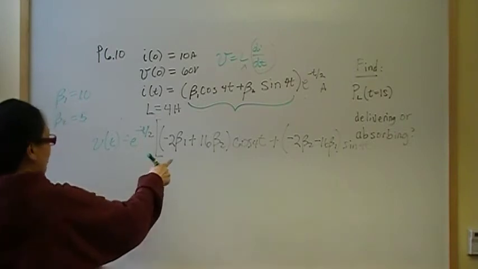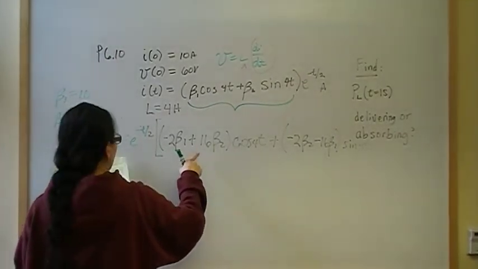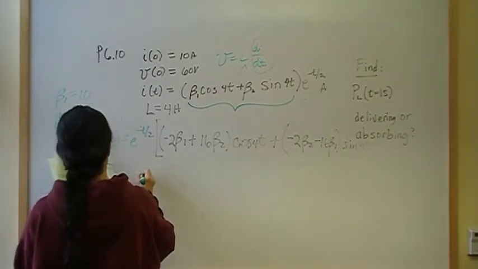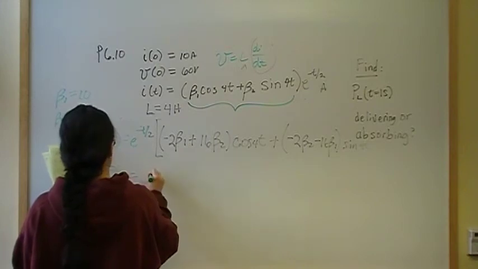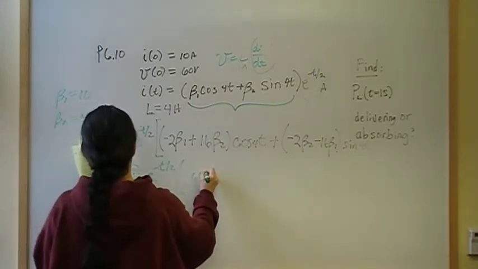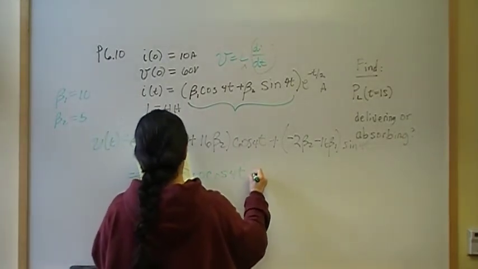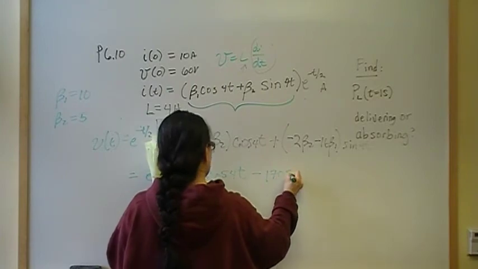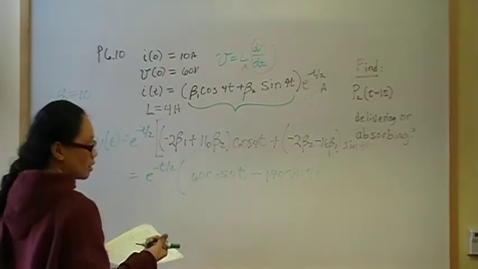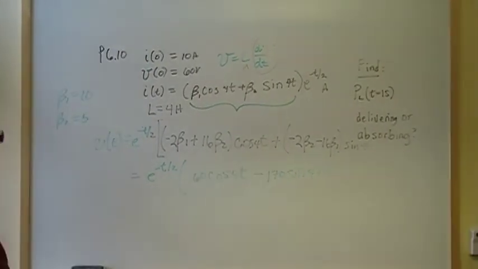I'm going to let you do the math, but if you put in 10 for beta 1 and 16 for beta 2, you should come up with a general equation for voltage: voltage is equal to e to the negative t over 2 times 60 cosine 4t minus 170 sine 4t.